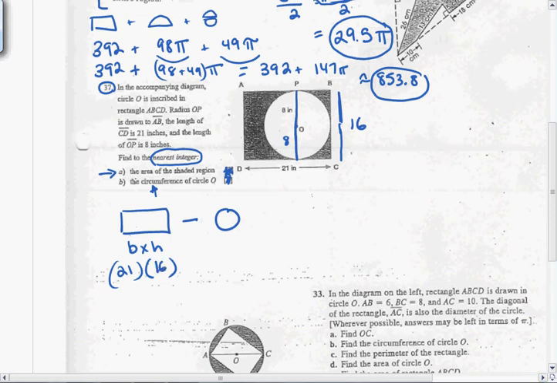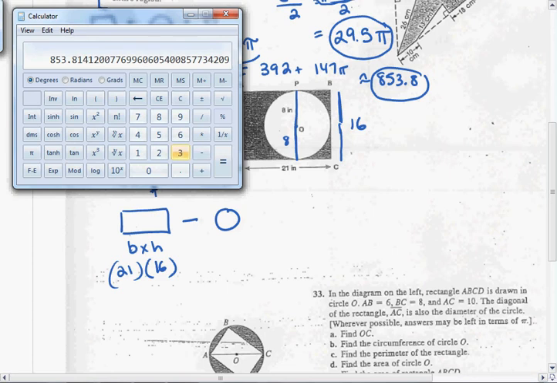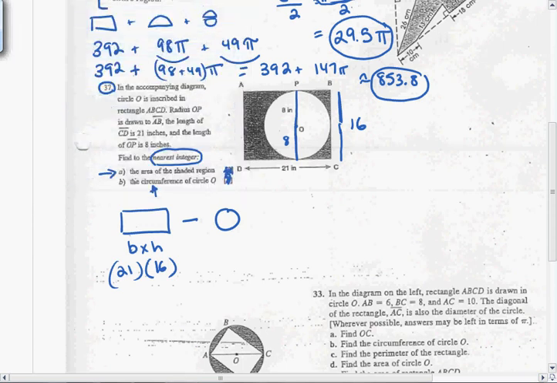21 times 16 is going to give me my area. 21 times 16, 336. And here I do have units given to me in inches, so it's really 336 inches squared. There's the rectangle. Now we need to find the circle.